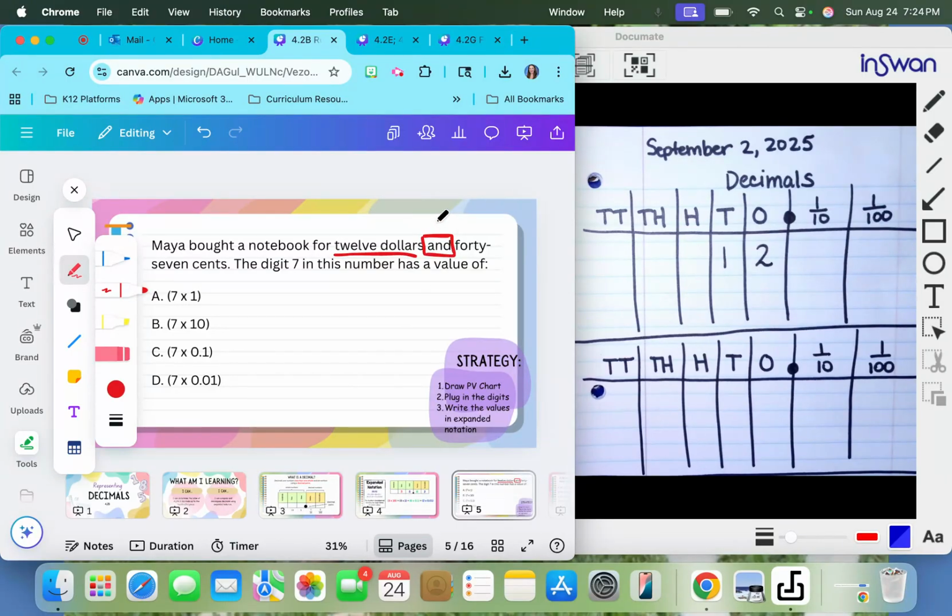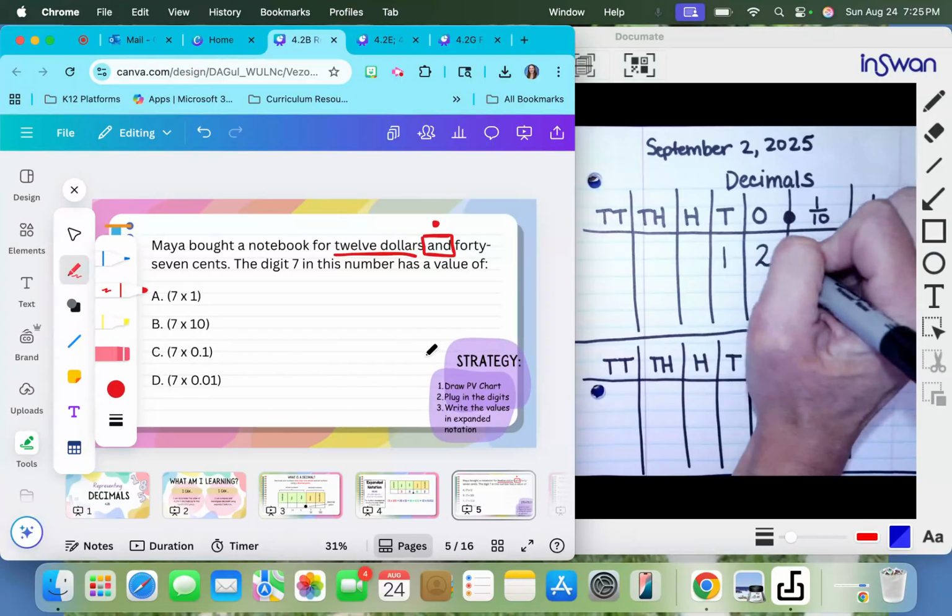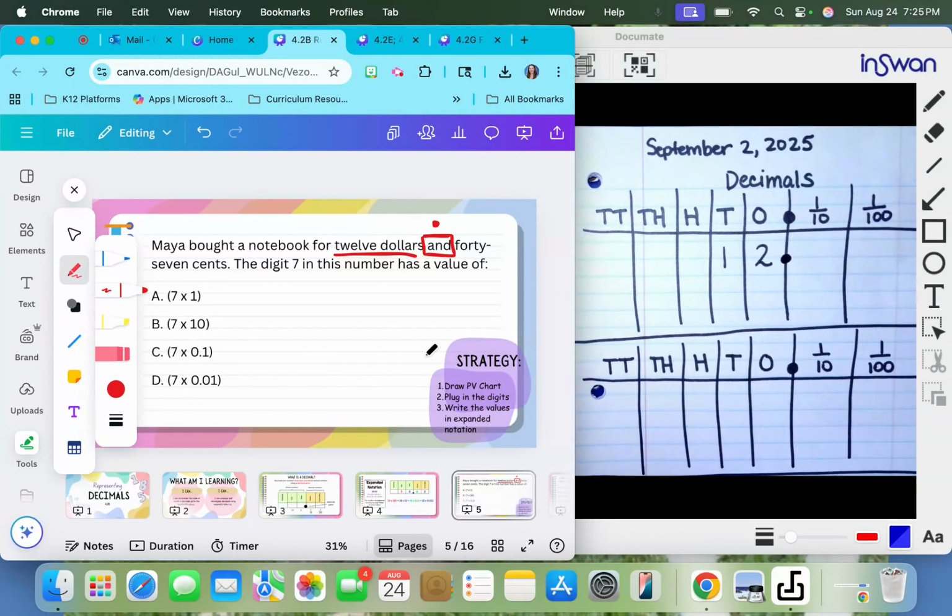Decimal point, way to go. When we hear the word "and," that means decimal point. So we're going to place our decimal point in our number. And then it says 47 cents. Well, we don't hear a decimal amount like tenths or hundredths, but we do hear cents. And so we have to think in money terms.